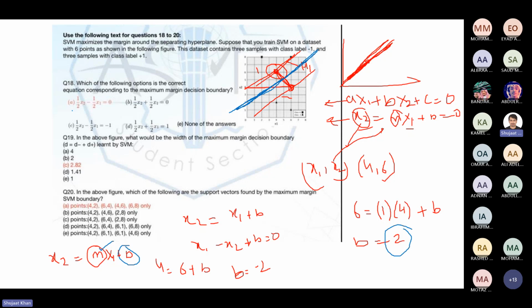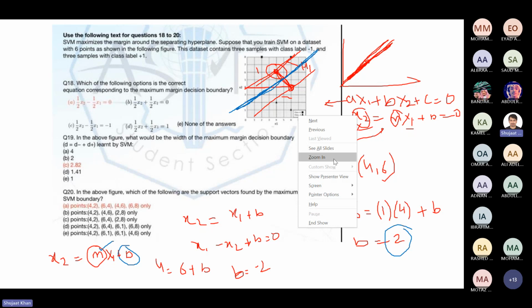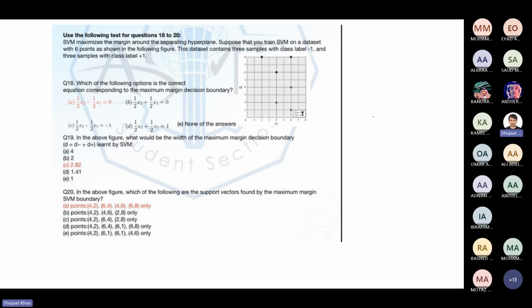So this is the candidate's equation. All of them have half weights. And I know I brought so many concepts here, but I believe that it was important rather than just simply answering the questions directly.